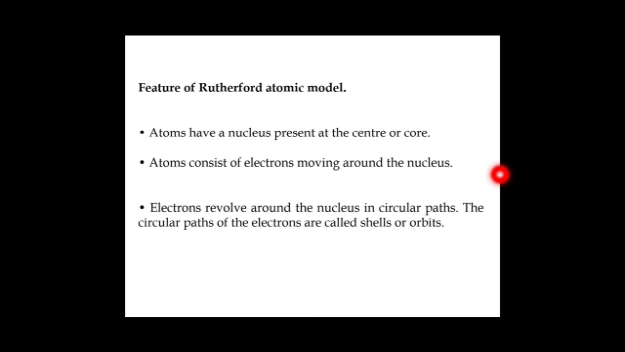So atoms have a nucleus present at the center or core. The nucleus contains protons and neutrons. The atom consists of electrons moving around the nucleus. Electrons, negatively charged particles, revolve around the nucleus in a circular path. The circular paths of the electrons are called shells or orbits.